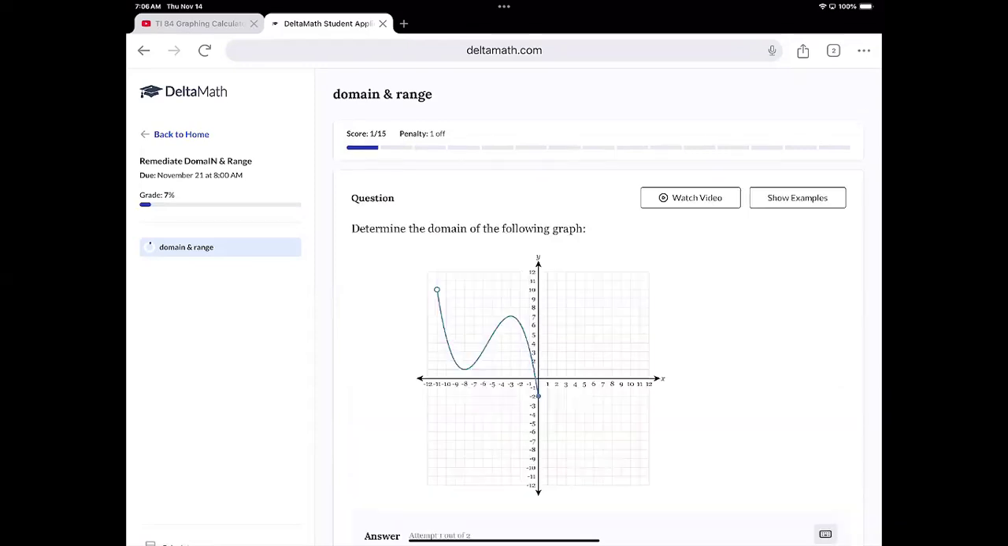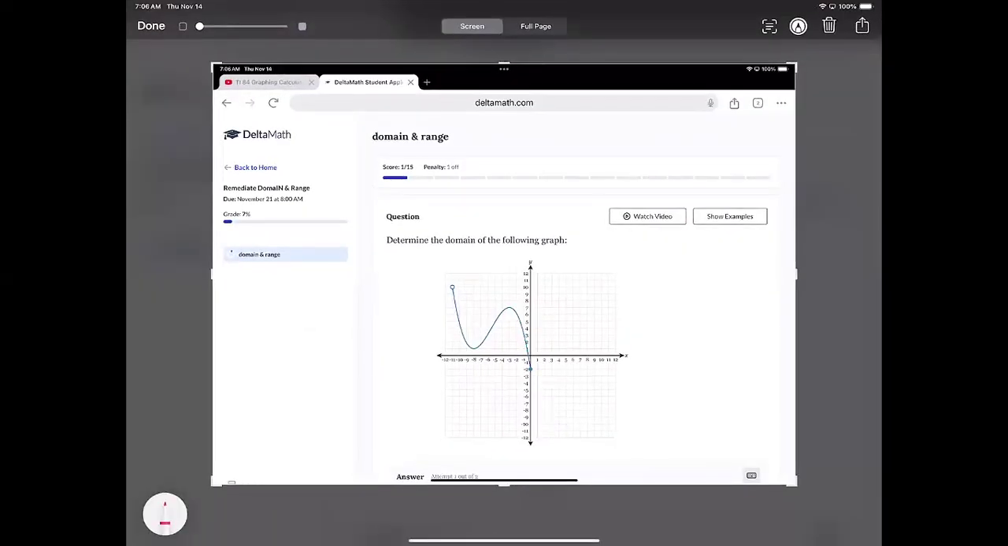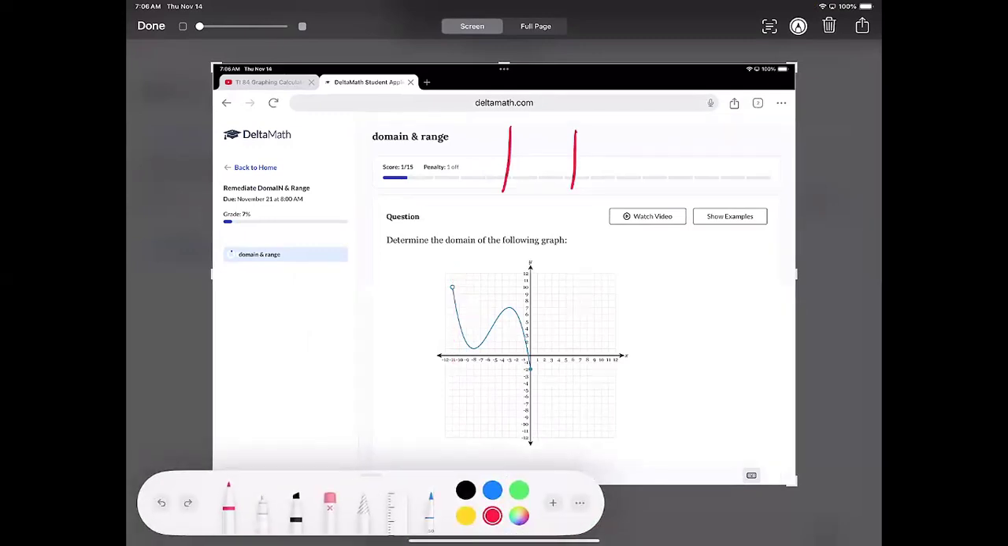All right, so now this one, I'm going to take a picture because I'm going to mark it up a little bit. So here it is. All we're going to do is again, we're looking for domain. So that means we're looking for vertical lines. So you're going to draw a vertical line down through -11, and then you're going to draw a line down through here.